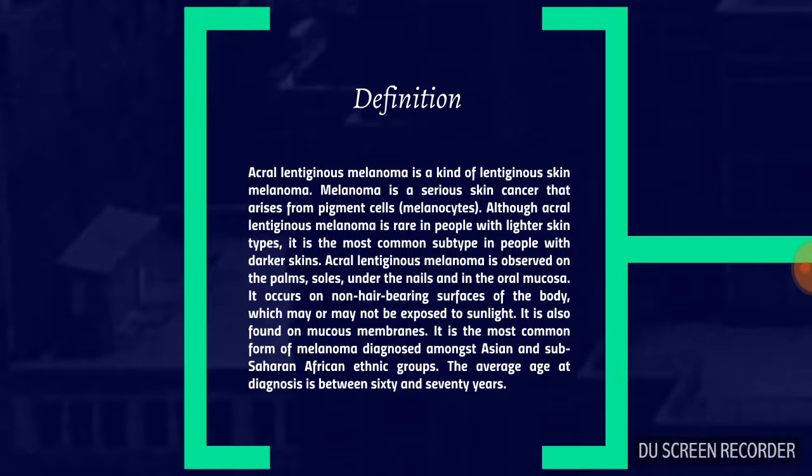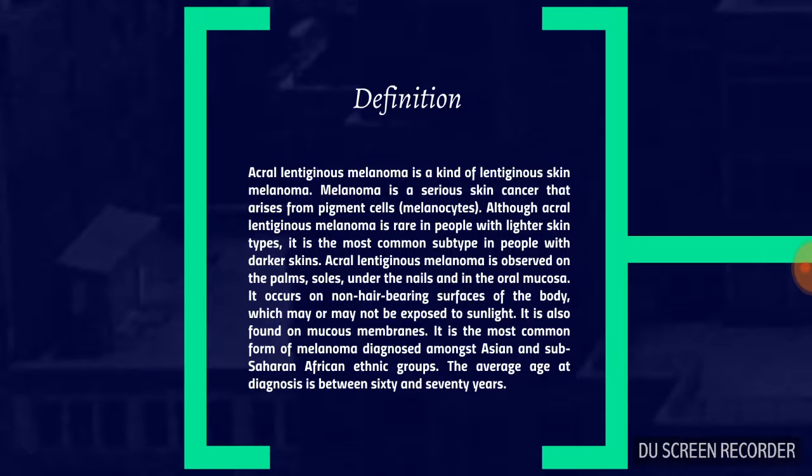Although acral lentiginous melanoma is rare in people with lighter skin types, it is the most common subtype in people with darker skins. Acral lentiginous melanoma is observed on the palm, soles, under the nails, and in the oral mucosa. It occurs on non-hair-bearing surface of the body, which may or may not be exposed to sunlight. It is also found on mucous membranes.